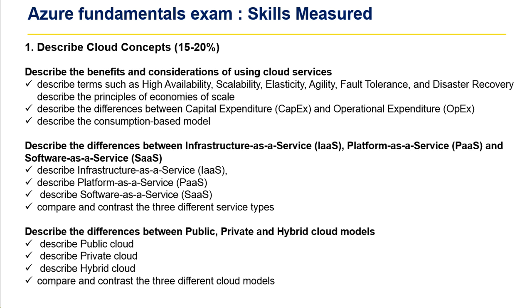Describe the consumption-based model. Describe the differences between infrastructure as a service, IaaS, platform as a service, PaaS, and software as a service, SaaS. Describe infrastructure as a service, IaaS. Describe platform as a service, PaaS. Describe software as a service, SaaS. Compare and contrast the 3 different service types.